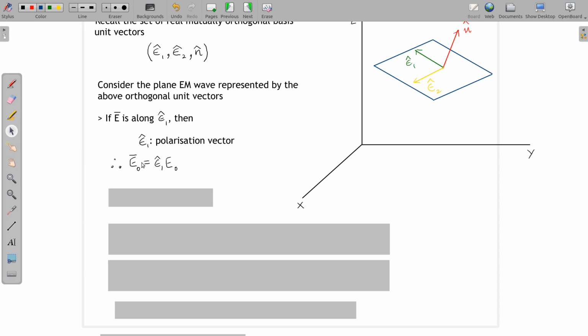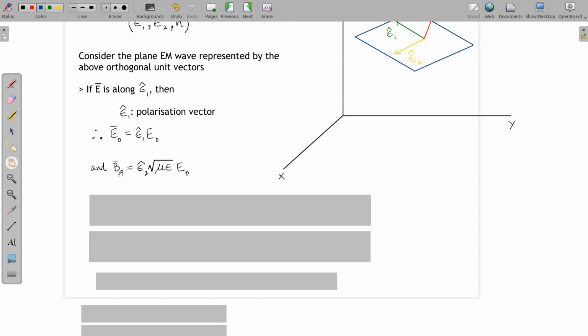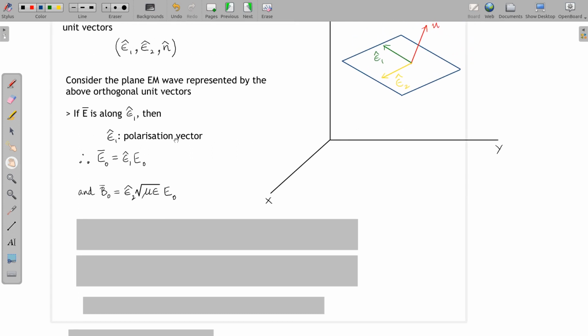So we have some vector amplitude E naught, which is equal to some scalar times epsilon 1. Then if we know the electric field, we can always find out the magnetic field. So we really don't need to specify both electric and magnetic fields. Knowing one will automatically tell us what the other is, and so the magnetic field is going to be along epsilon 2.